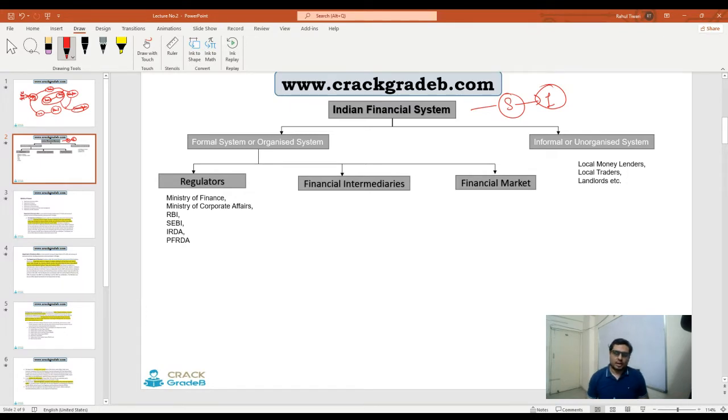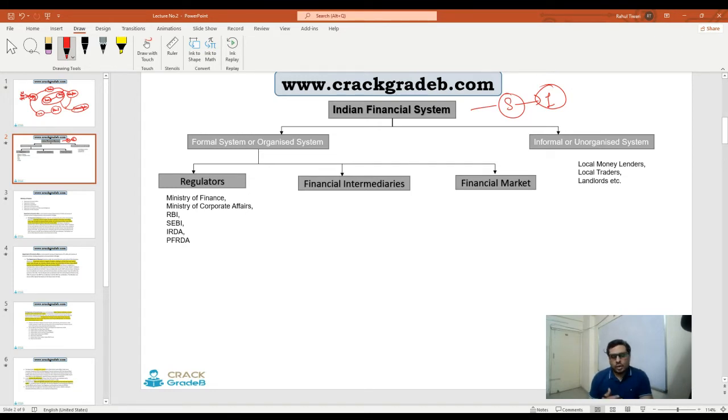So these unorganized activities are there. Why is it unorganized? Because they are not governed by any parliamentary law or executive law. They are based on just verbal trust. There is no proper law for that lending or depositing. It happens only on the basis of verbal promises and verbal agreements. That is why it comes under the category of the informal system.